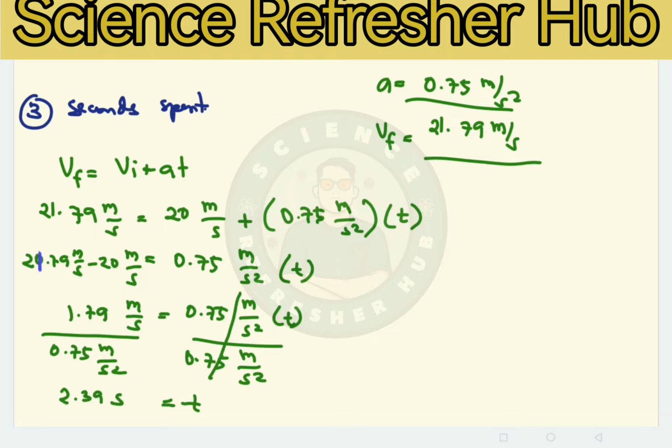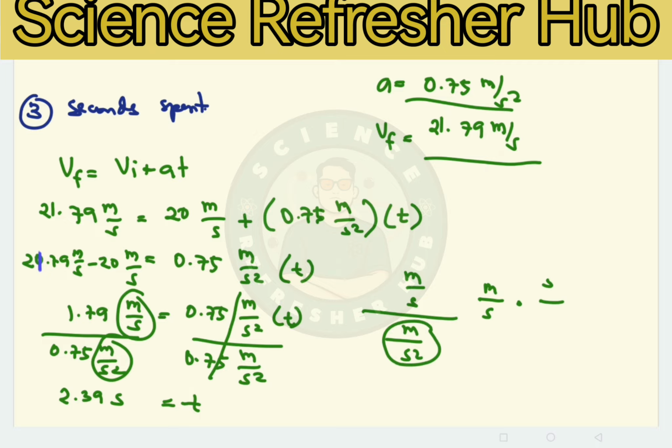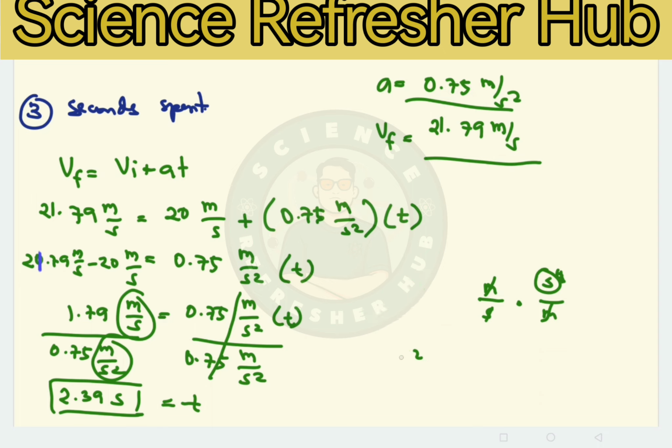I just want to show how we derive the unit of time. Remember, meter per second divided by meter per second squared. If we divide fractions, we make the division into multiplication and take the reciprocal of our denominator. So the meters cancel, and the seconds cancel, and we have the remaining second unit.